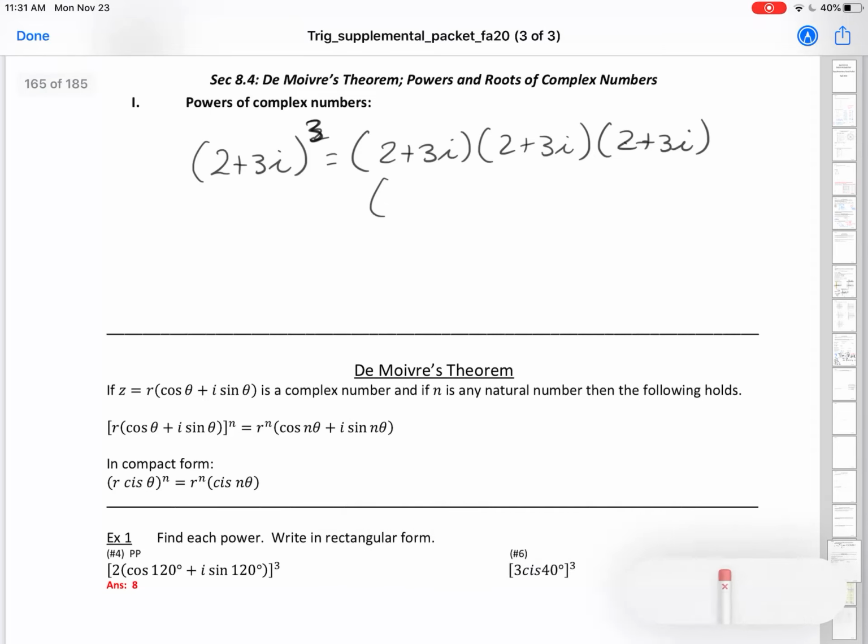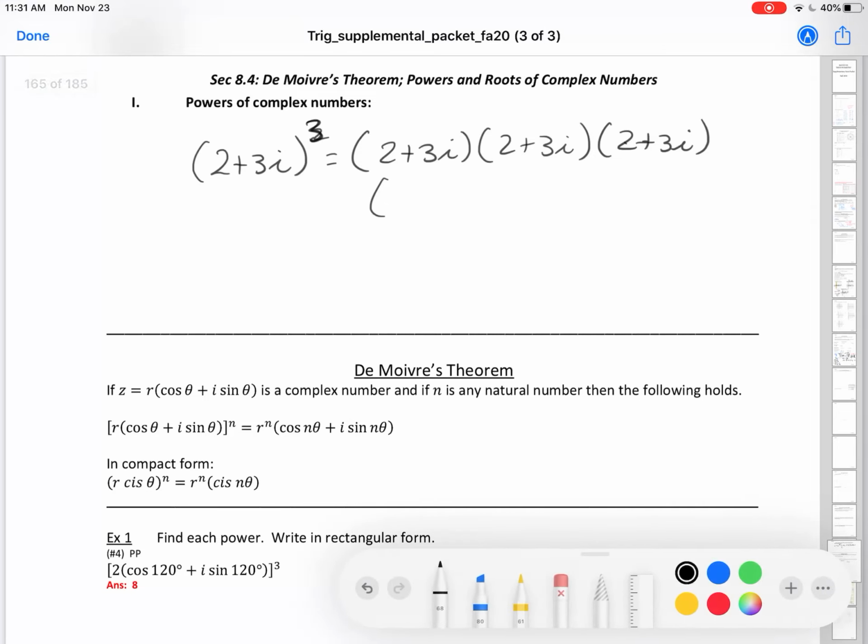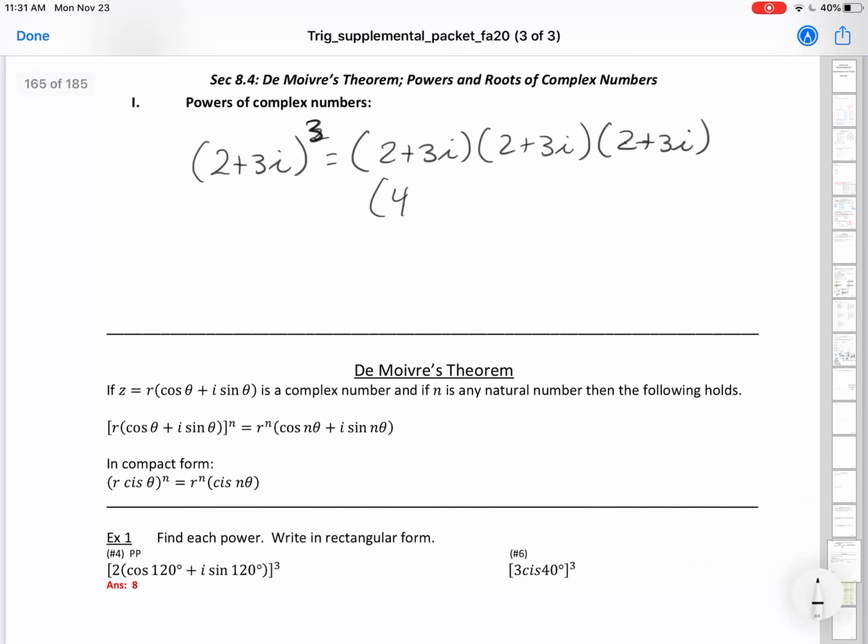So if we do this one really quick, and maybe we can take advantage of patterns, we get 4. We know we're going to get a 6i twice, so 12i. And then we're going to get plus 9i squared. And so we do get a negative 5 plus 12i. Now we got a new negative 5 plus 12i times 2 plus 3i. So there's no way to avoid that.